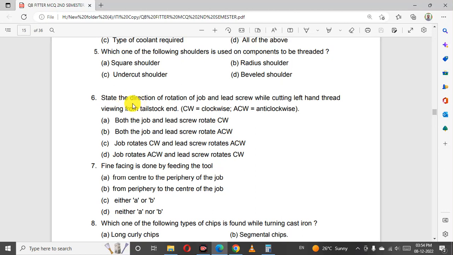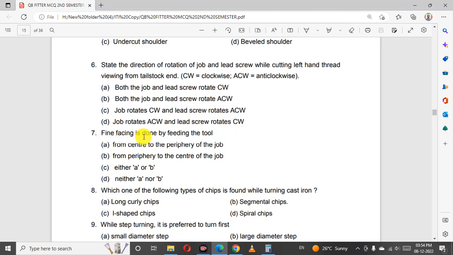State the direction of rotation of the job and lead screw when cutting a left hand thread, viewing from the tailstock end. The job rotates anti-clockwise and the lead screw rotates clockwise.